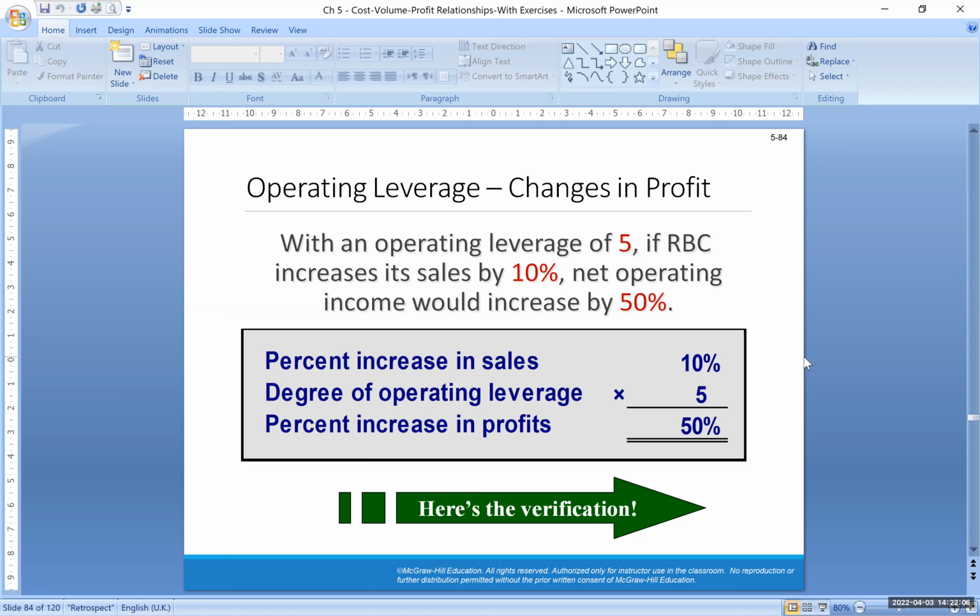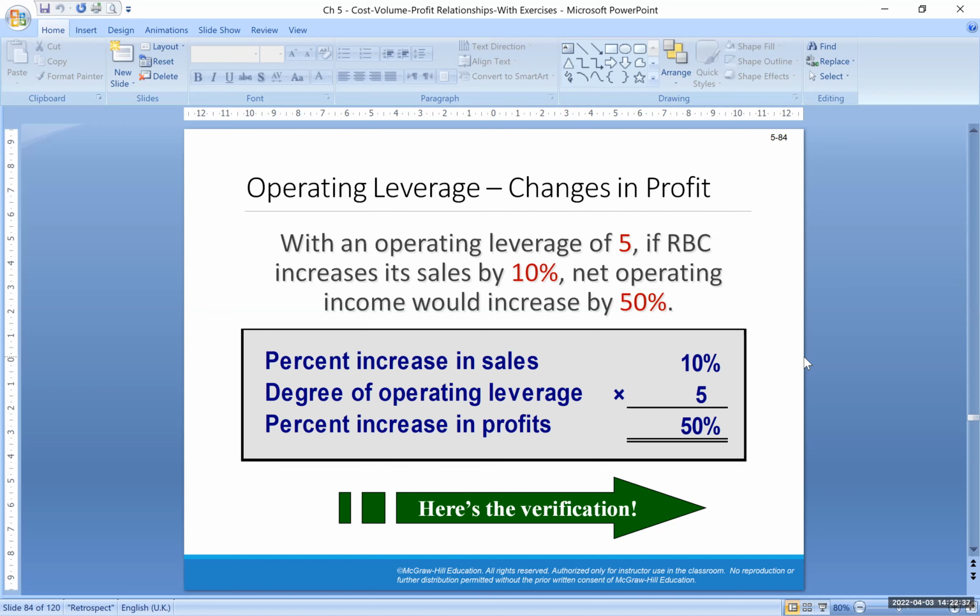If we increase the sales by 20%, the net operating income will increase 100%. Again, 20% times 5. The percentage increase in sales, in our example 10%, multiplied by the degree of operating leverage, 5, equals the percentage increase in profits, 50%.